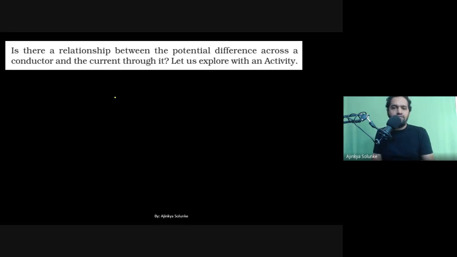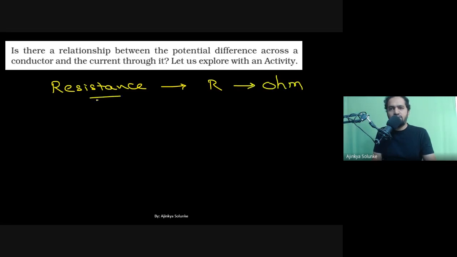Okay, so now with that point in mind, let us understand the concept of resistance. What is the symbol we use for it, and what is the unit? So resistance is denoted by R, and the unit for that is Ohm. Unit of resistance is Ohm.